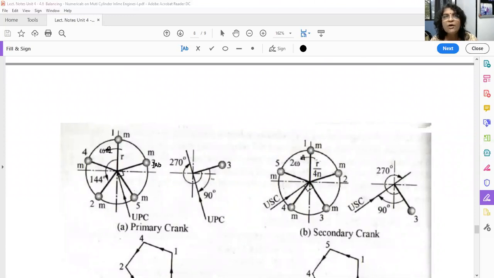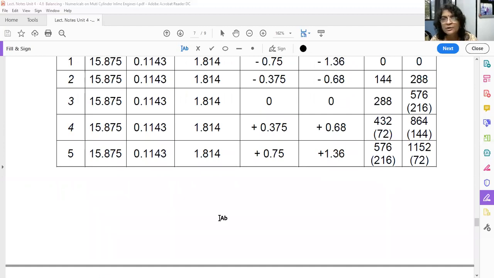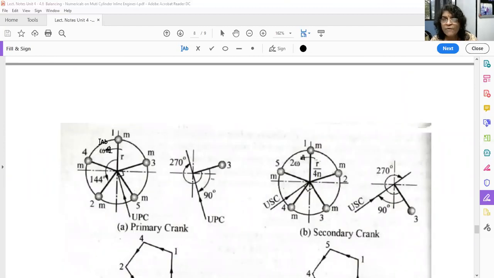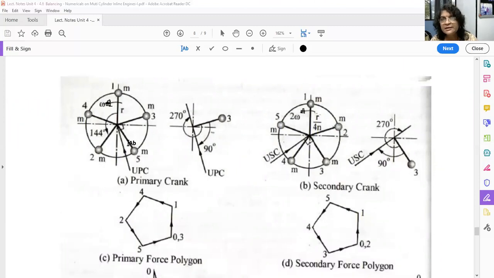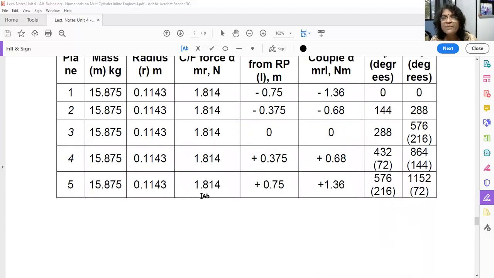Okay. Then draw 4. Angle is 72. Always you have to take this reference. So from 1 it is 72. Here it is cylinder number 4. What is the angle for 5? 216. Okay. So from 1, 216 is here. This one. Okay. So each crank is coming 72 degrees apart, but it is not in the sequence 1 2 3 4 5. As per these angular positions we have drawn this primary crank diagram.